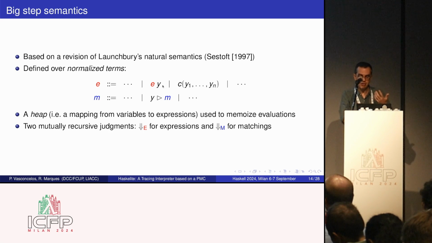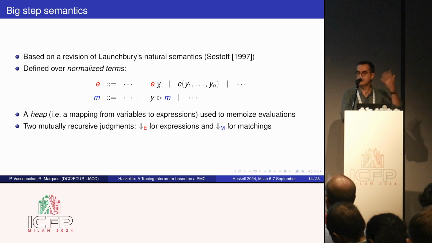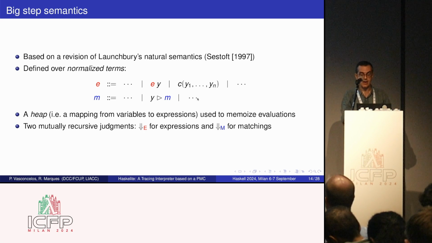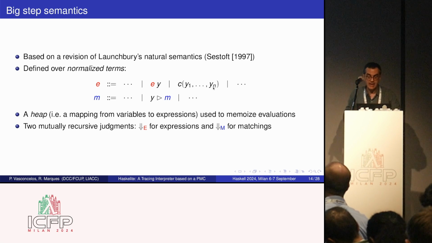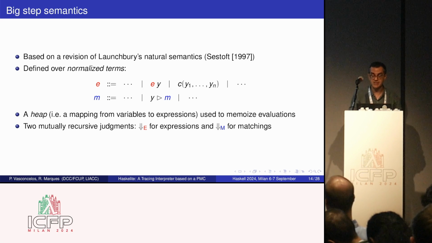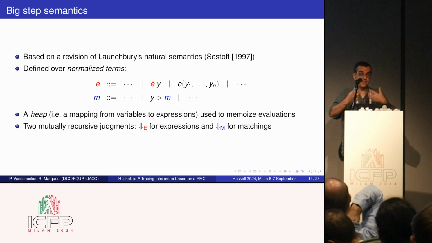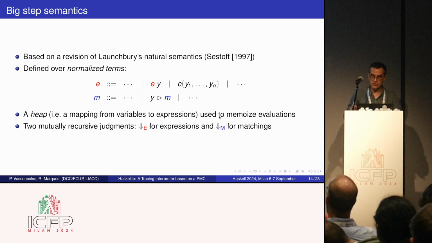This means the arguments to applications in expressions and applications in matchings, both of them need to be simple variables. I'm using y to mean that they are not bound, they're sort of free somewhere. The arguments of constructors themselves must be simple variables. And then we have a heap that captures these free variables around. A heap is simply a mapping from free variables to expressions. The expressions can be suspended, like thunks, or they can be already reduced. And these are used to memoize evaluations.